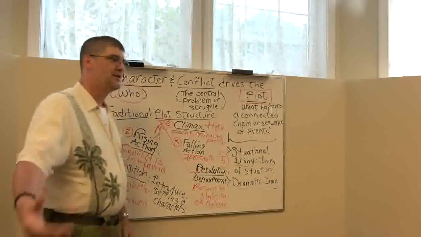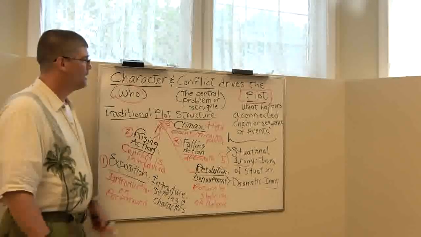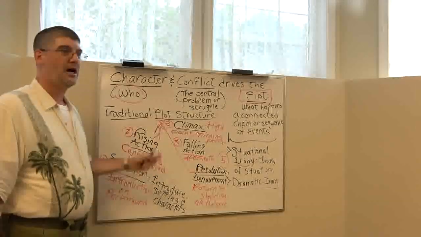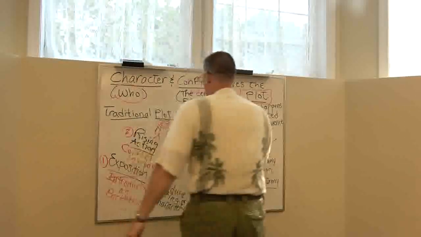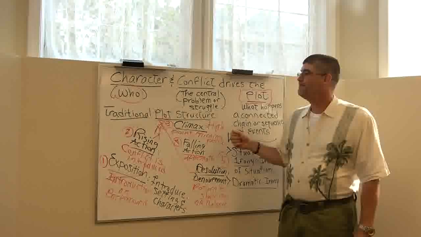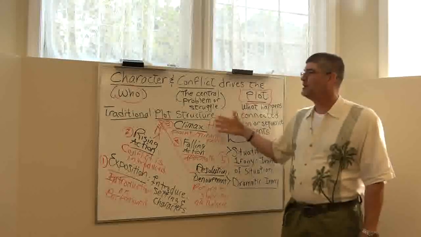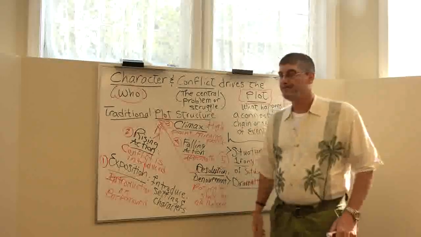So let's say, for example, we're looking at a conflict of character versus character. Well, here at the climax would be the high point or the turning point, where that antagonist, or if you want to use the word villain, is defeated. Okay, so this is where the conflict is decided. But that's typically not the end of the story.